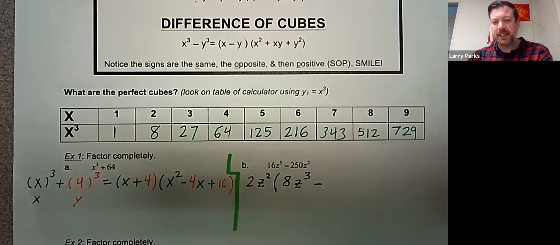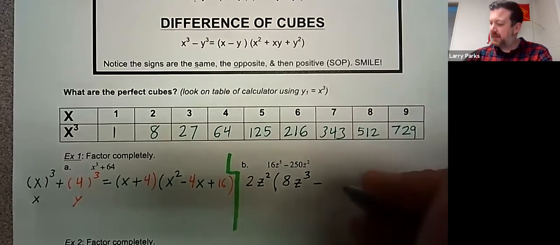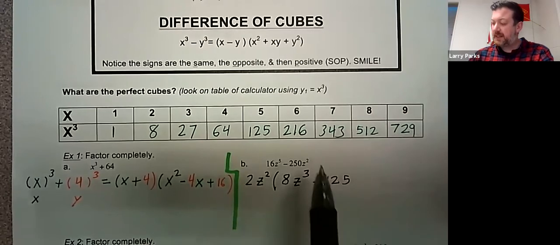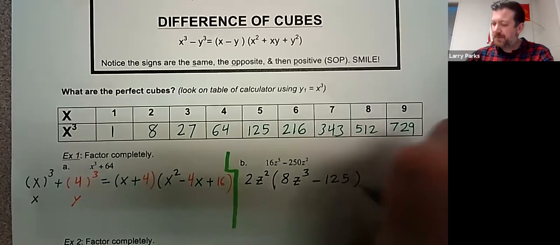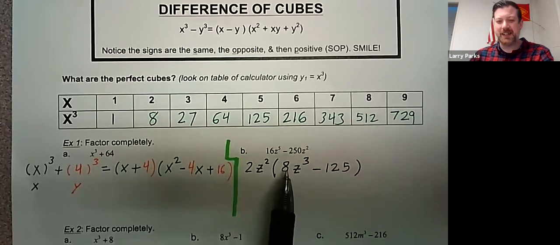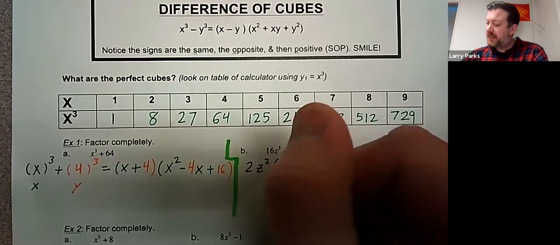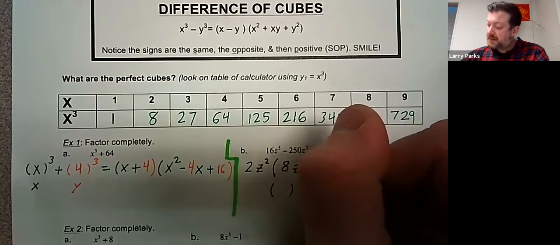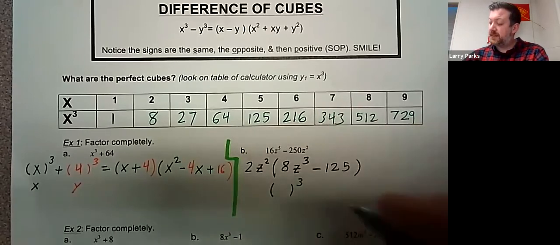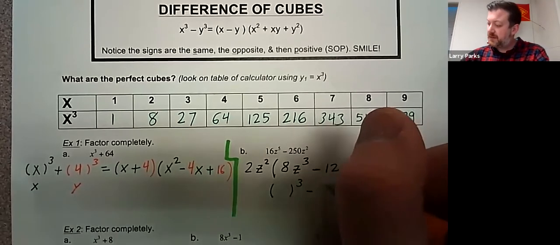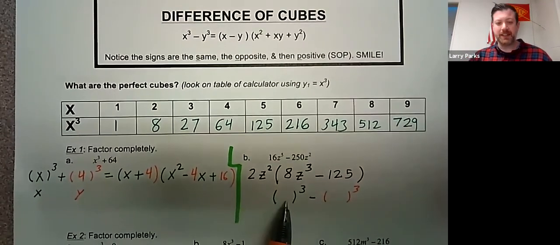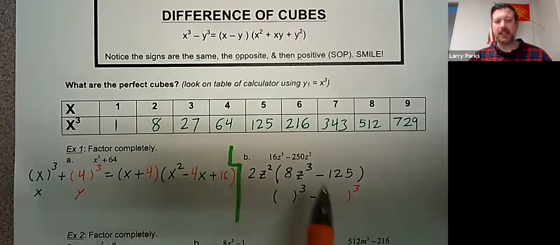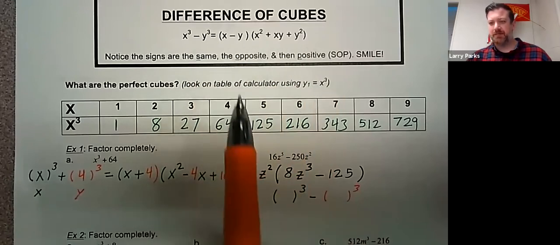2 times what is 250? That'd be 125. Again, good news, because that's 5 cubed. And then we have z squared that we factored out. So we know that both of these are going to make perfect cubes. So what we're going to do is write this as something to the 3rd minus something to the 3rd. And the reason why we're going to do that is because whatever is here will now be x, whatever is here will now be y, and then we just plug into the little formula.